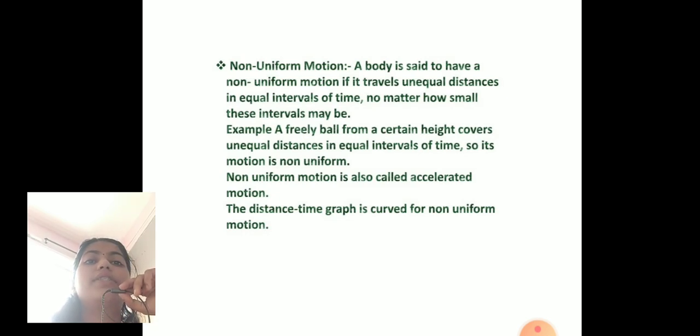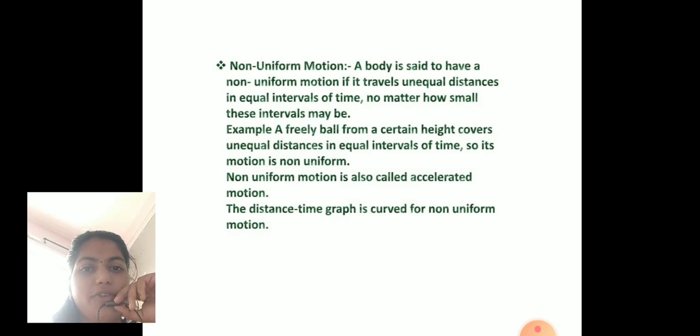A body is in non-uniform motion if it travels unequal distance in equal intervals of time, no matter how small the interval may be. For example, a freely falling ball from a certain height covers unequal distance in equal intervals of time, so its motion is non-uniform. Non-uniform motion is also called accelerated motion.